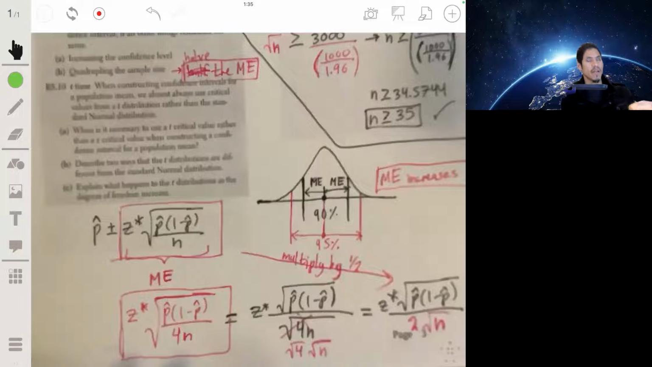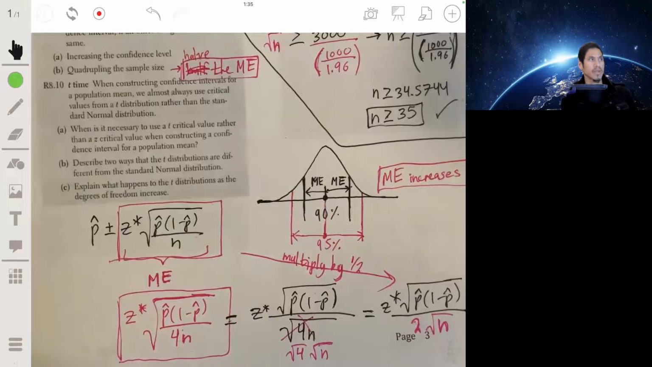And that makes sense because if you have a bigger sample, you're going to get more precise estimates. So your confidence interval will be smaller. That means your margin of error will be smaller. So obviously, we always want a bigger sample with better estimates.